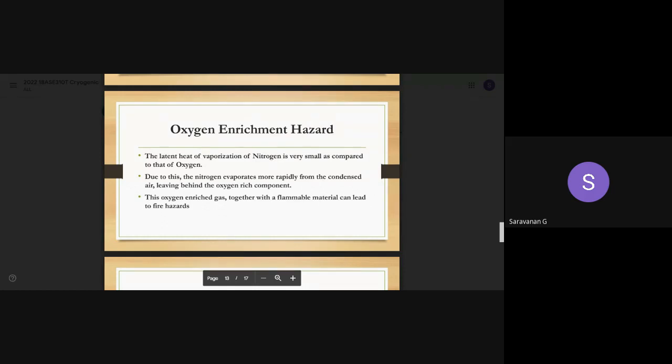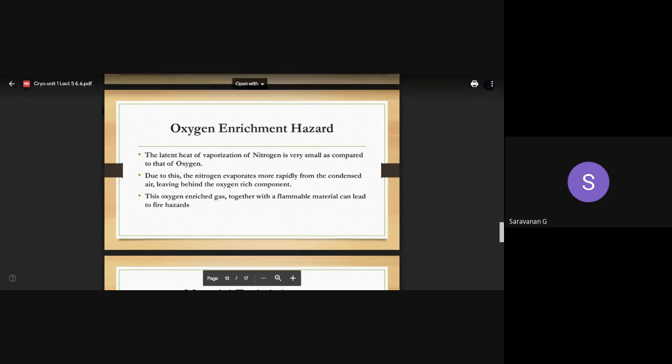Whenever the oxygen presence is more, it also tends to cause fire hazards. The reason is that the rate of nitrogen evaporation is very small compared to that of oxygen. Since oxygen is enriched and the rate of evaporation is very small, that causes the reaction with flammable material, which leads to fire hazards.